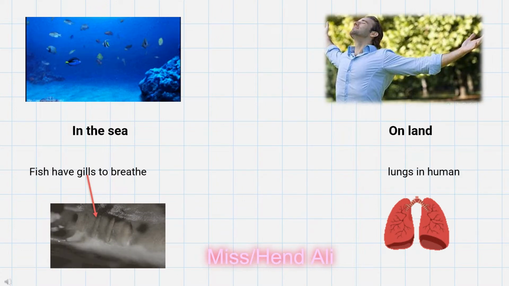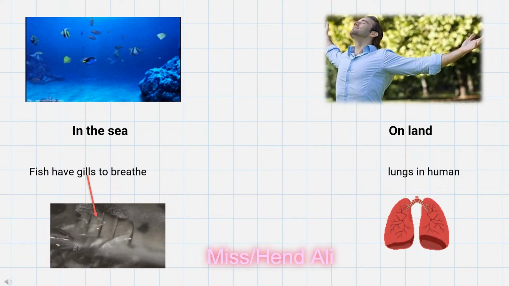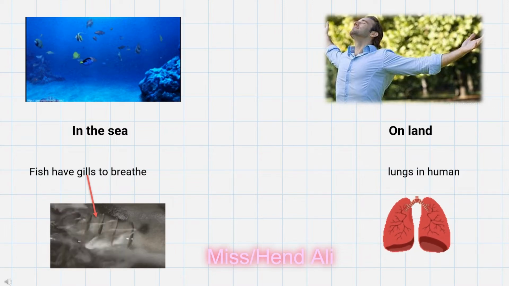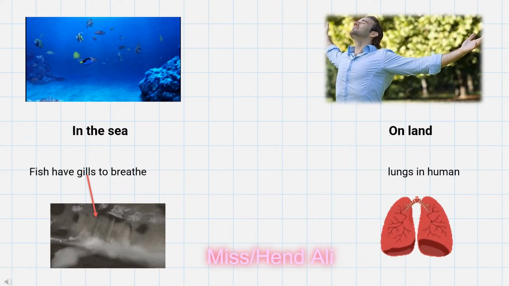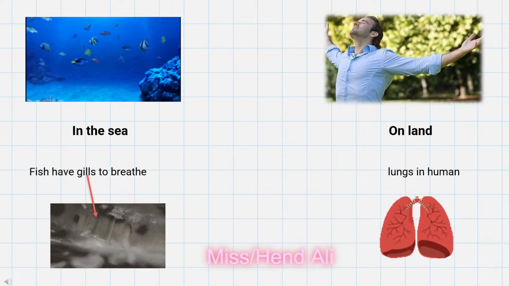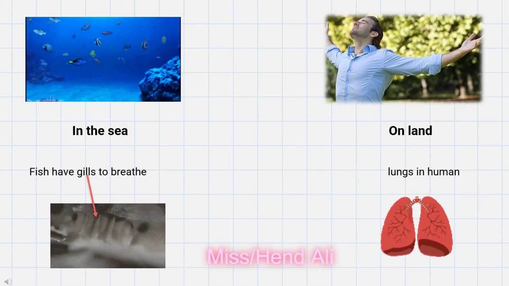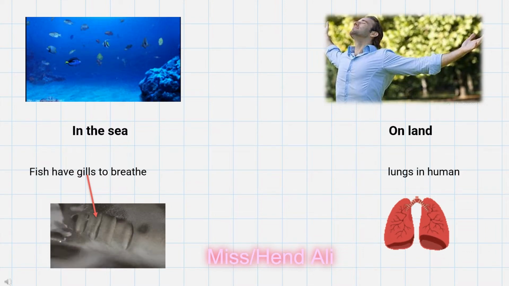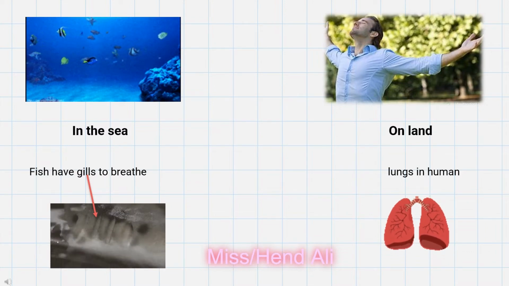In the sea you can find fish, and fish have gills to breathe. But on land you can find a human, and humans have lungs to breathe. So fish have gills to breathe and humans have lungs to breathe. But do you think there is any living organism that can breathe in both sea and land? Let's see.